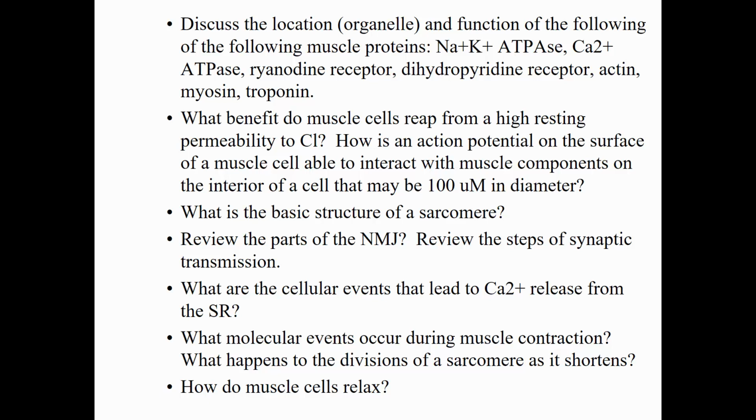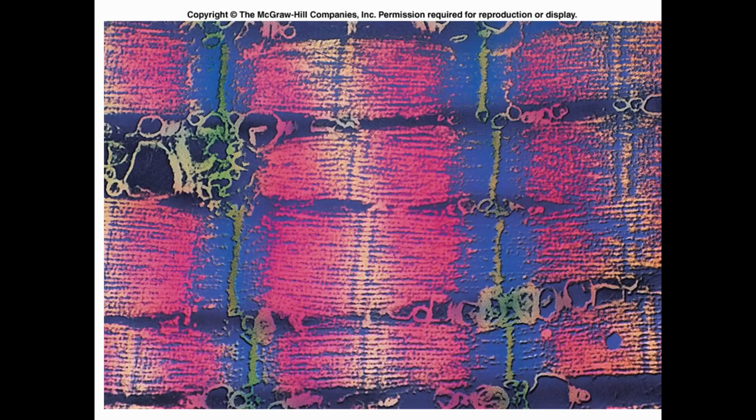We want to talk about something called excitation-contraction coupling, which is how does an action potential end up causing calcium release and contraction. So what are the molecular events that occur once we get calcium release and contraction and the use of ATP and all that sort of thing? What's happening to the parts of the sarcomere as it shortens, and how are we going to make this muscle cell relax? So this is a picture from your textbook.